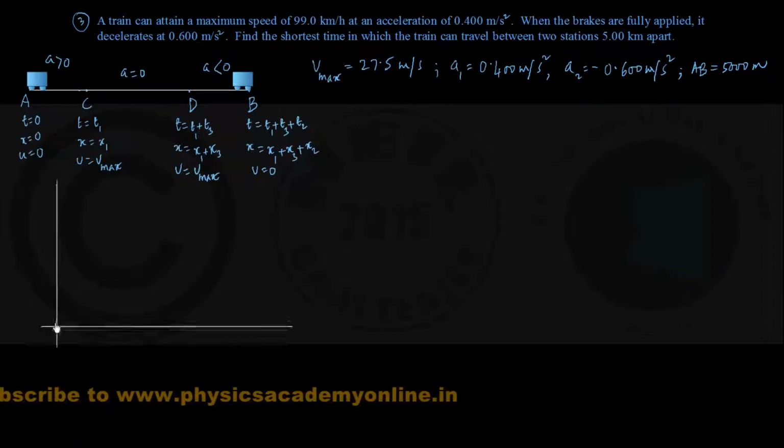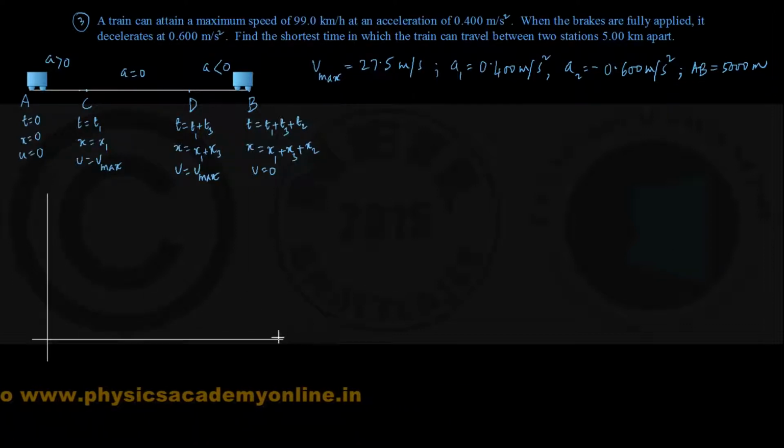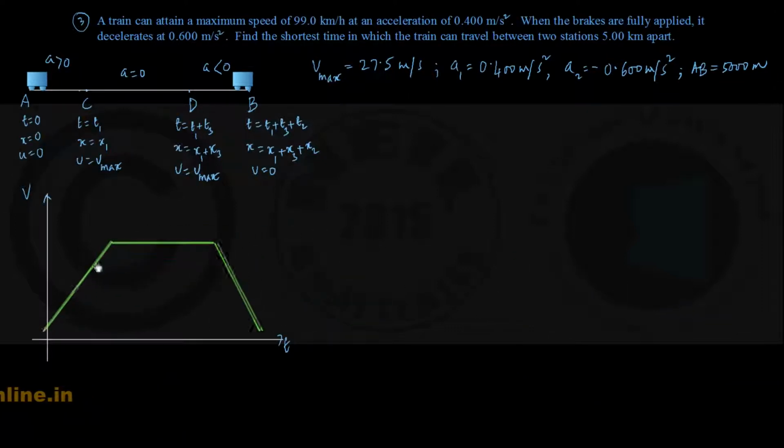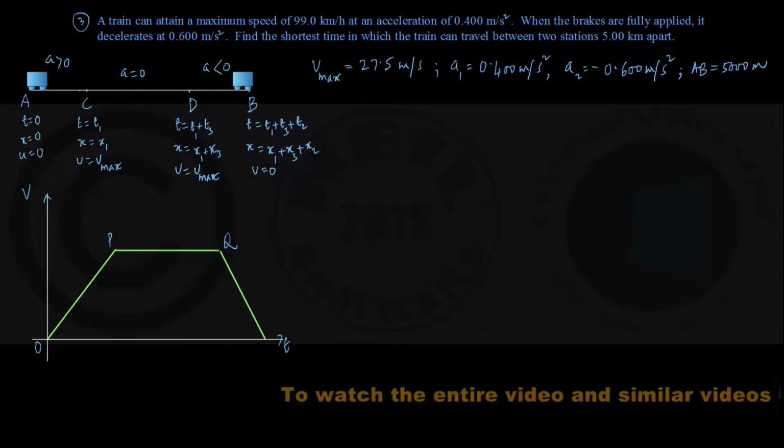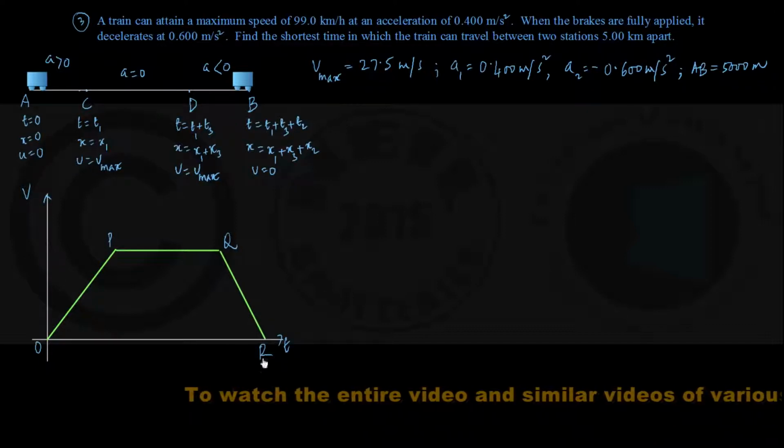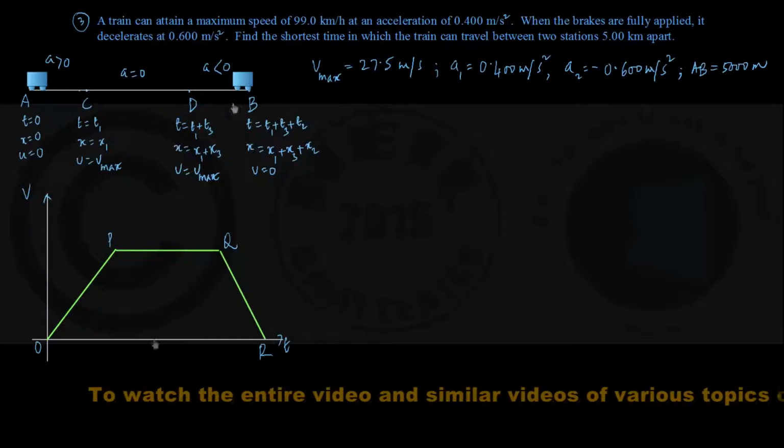And for that I choose two axes. The horizontal axis is the t-axis and the vertical axis is the velocity v-axis. And the graph should look like this, as shown by this green one, made up of three parts as expected. The first part, OP, a straight line, represents constant acceleration motion from A to C. The horizontal part, PQ, represents constant velocity motion from C to D. And the straight line part, QR, sloping downwards, represents decelerated motion from D to B.